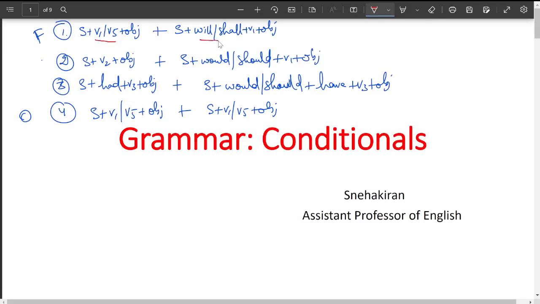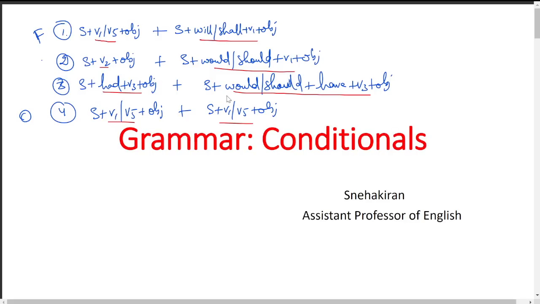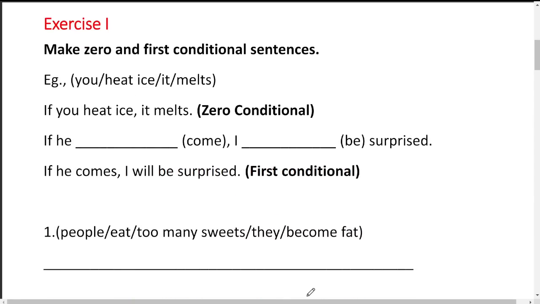V1 V5; will, shall plus V1; V2; would, should plus V1; had plus V3; would, should have plus V3; V1 V5; V1 V5. So this is simple present tense, this is simple past tense, this is past perfect tense, this is simple present tense. Based on the tenses, you have to change the if clause. You cannot remember all the questions in a textbook, right? So what you simply need to do is remember these structures. Let us go to the textbook exercise here.